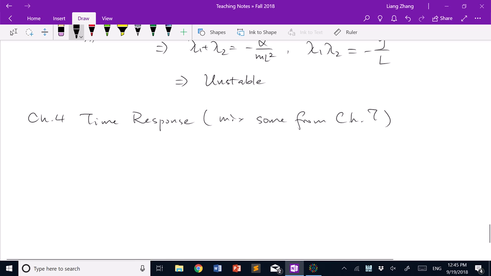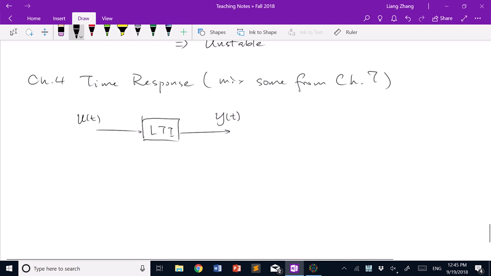Okay, so since we now know how to linearize a nonlinear system, the rest of the discussions will be focused on linear systems, okay, linear time invariant systems as before, as we have always. Now, for a linear time invariant system, we'll have external input u of t, and we would like to understand the output y of t. Now, the response is how the output signal y changes as a function of time. And usually, when we talk about time response, we focus on two types of time response.